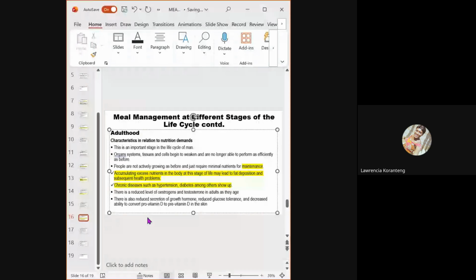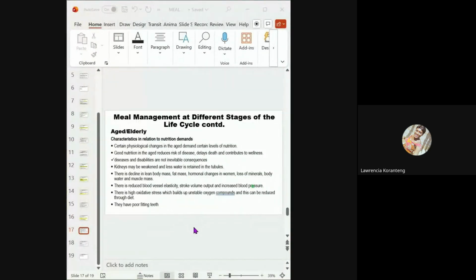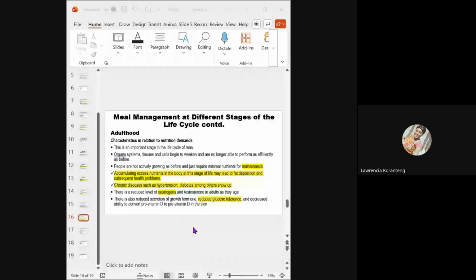Okay, let's move on. So what do they need at this stage? What will you do if you are planning a meal for the adults? What will you do from what we have talked about and what you have heard about the adult stage? What will you give them? How will it inform the meals that we eat? We are all in adulthood, so this is our stage.